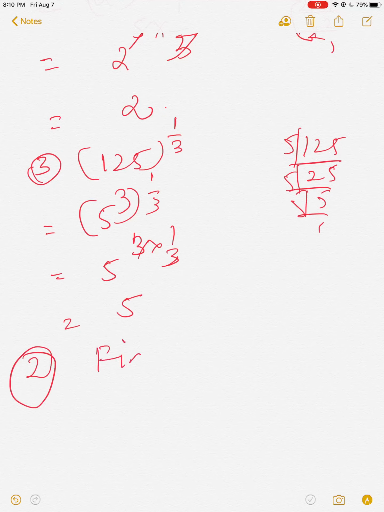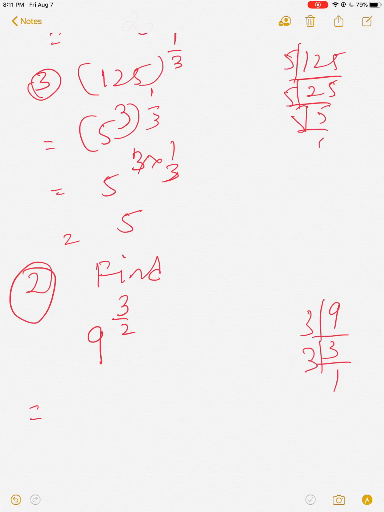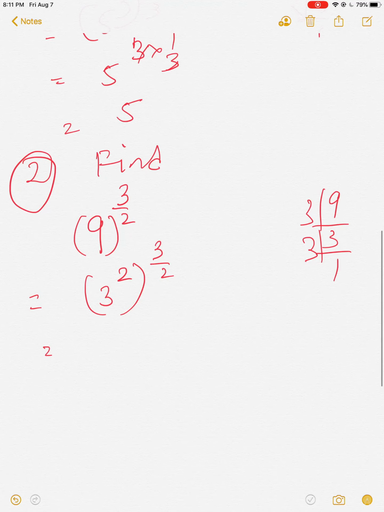Okay, now next is second problem. Second also we have to find. What we have to find here? Find the value of 9 raised to power 3 upon 2. Okay, here 9 can be written as 3 square. 3 3s are 9. 3 1s are 3. So 3 square, I will be substituting in place of 9, 3 square in bracket and 3 upon 2. So bracket means multiplication. So 2 will be cancelled.